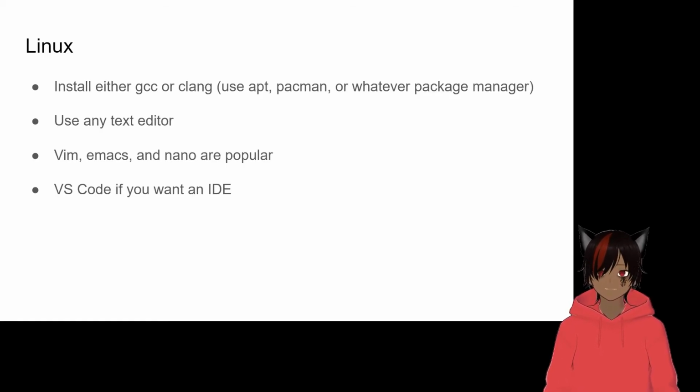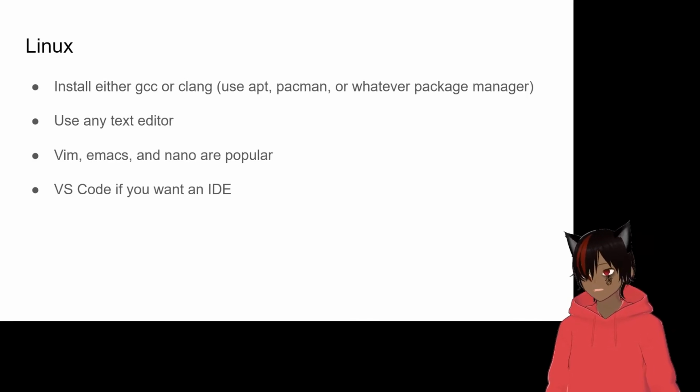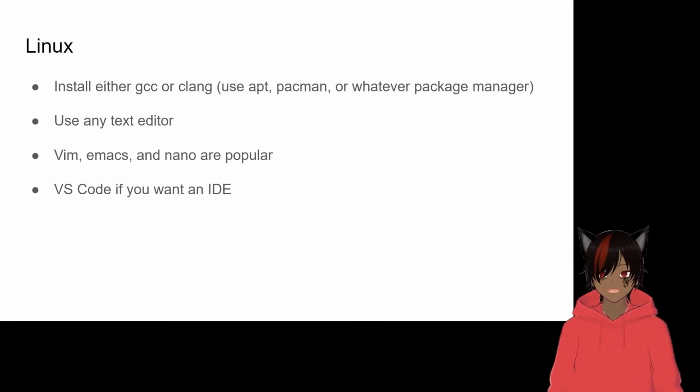For Linux, if you're using Linux, you really should know how to install stuff, but just use your package manager, apt, pacman, whatever it is for your distribution, and install GCC or Clang. Both work fine. I love both. They do the same thing. And just once again, use any text editor. Your distro probably has one by default. If not, you can pick up Vim or Emacs. VS Code also works on Linux, so anything works.